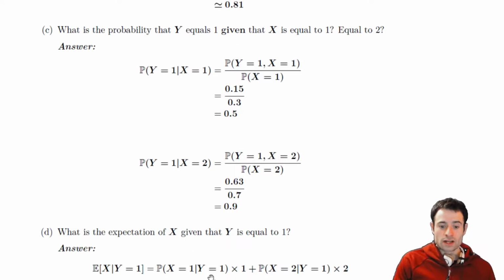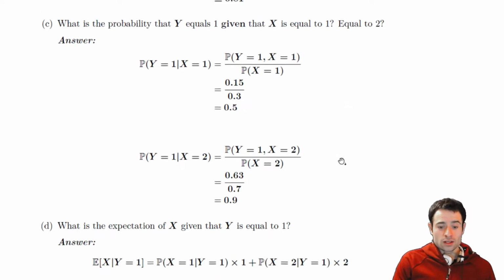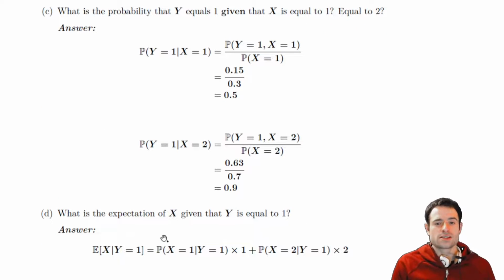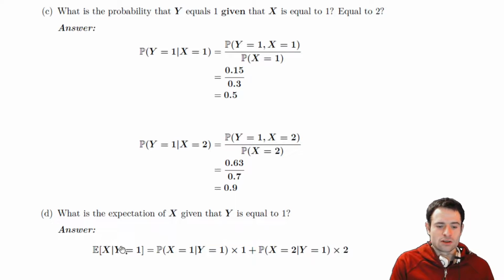Oops, no, in fact, we don't have this probability. We have this one, x is equal to 2 given y is equal to 1. Here, we have 0.81 here. We do not have this probability yet. So make sure you are able to notice what we already know and what we do not know yet. So to compute this expectation, we need an intermediary step. We need to find this probability first. I can use the same formula as before.